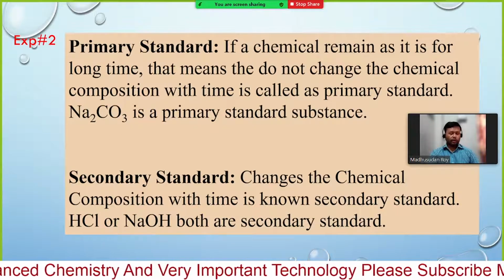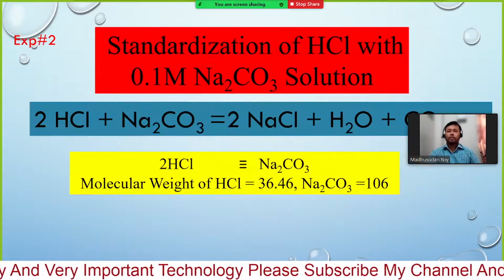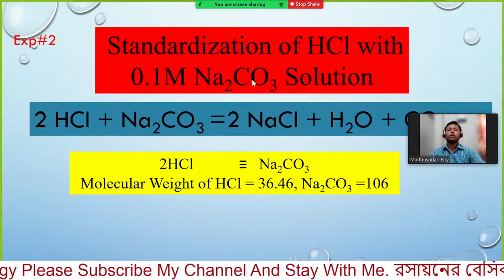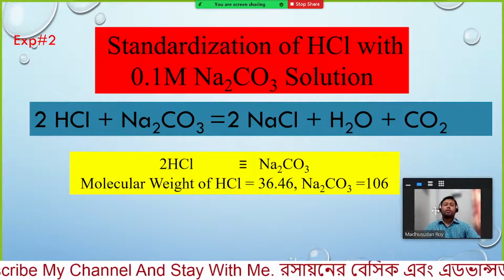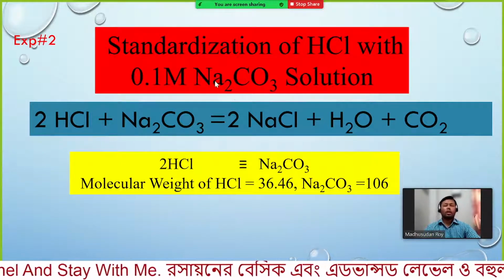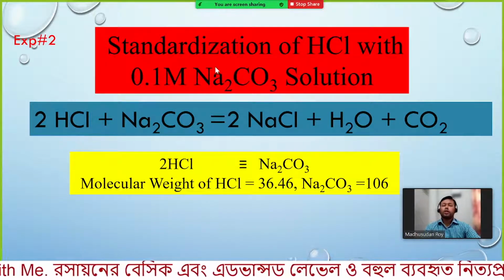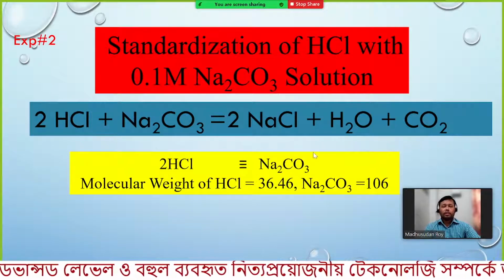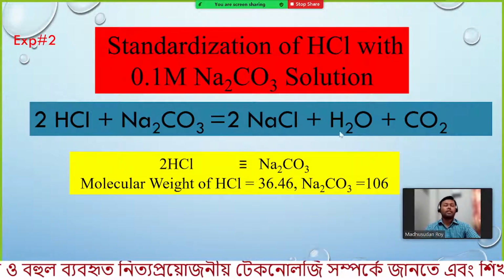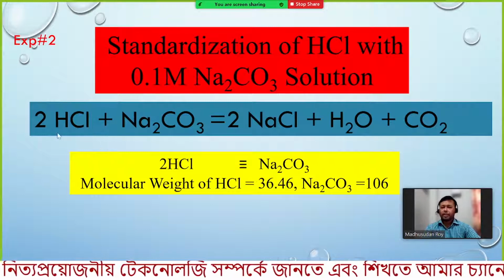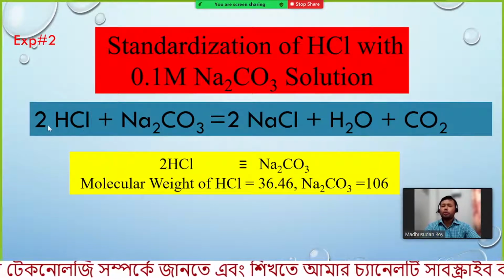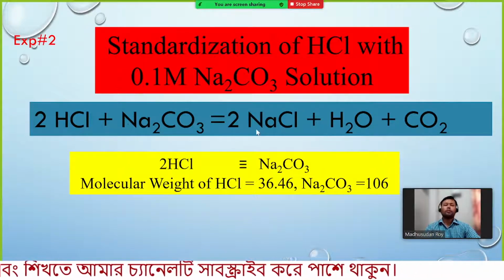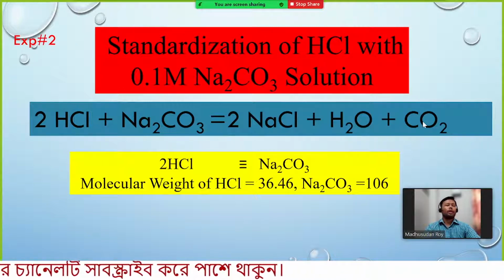Now we are going to have the first one, the standardization of hydrochloric acid with 0.1 molar sodium carbonate solution. We have to use sodium carbonate solution to get the concentration of hydrochloric acid solution. Then what type of chemical reaction happens in this titration method? Here you can see the balanced equation. 2 moles of hydrogen chloride react with 1 mole of sodium carbonate to give 2 moles of sodium chloride, water and carbon dioxide.